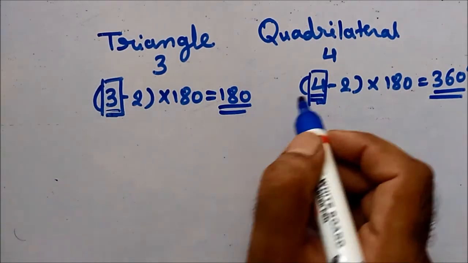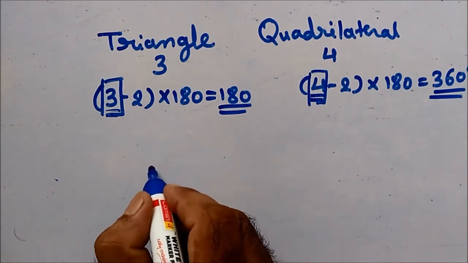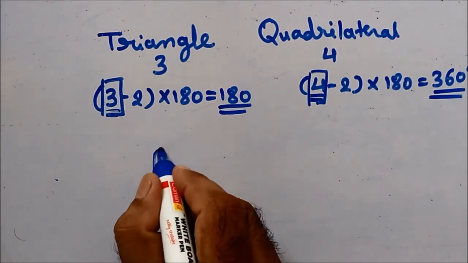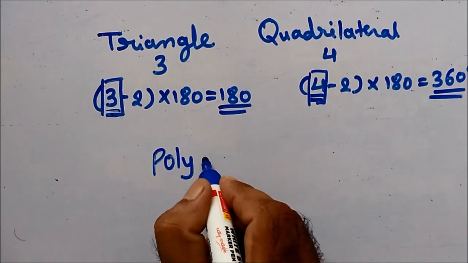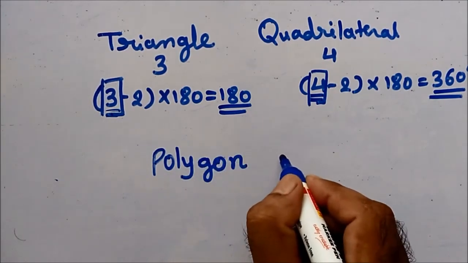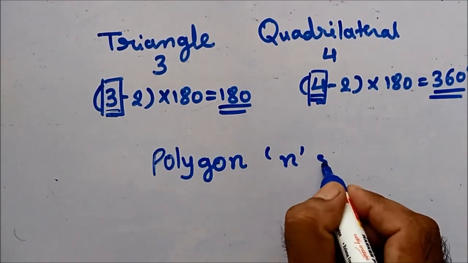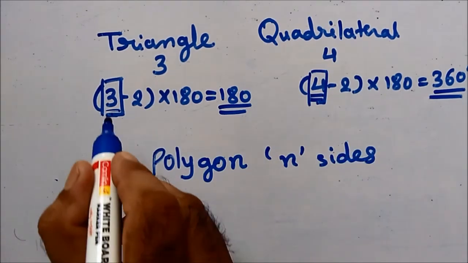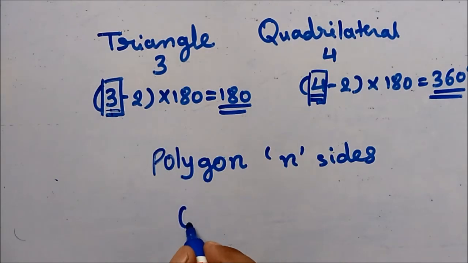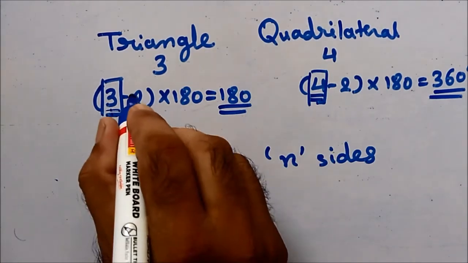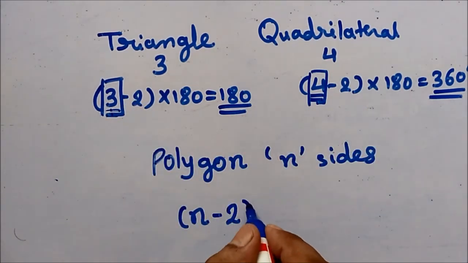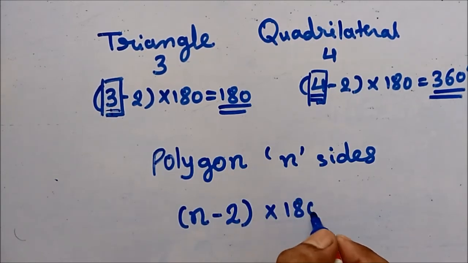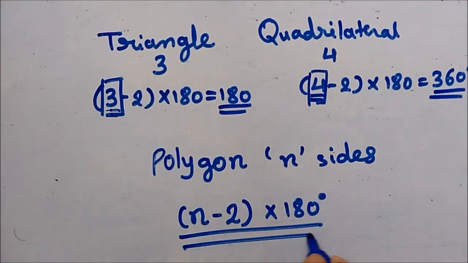So instead of 3 and 4, we have a polygon with n sides. So instead of 3 or 4, let's substitute n. n minus 2, since 2 is common, into 180. So this is the general form for any polygon.